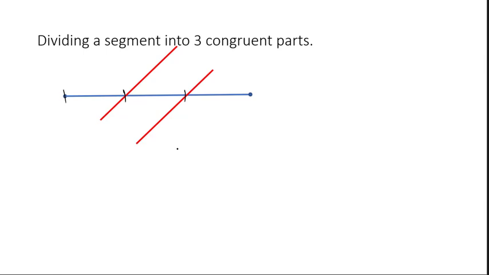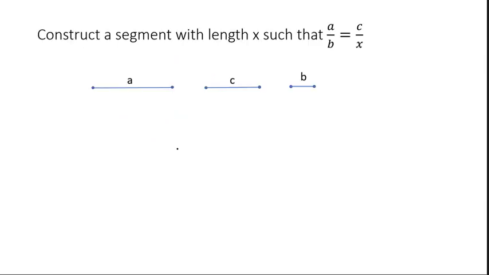Our second construction is going to be given 3 segments. What we want to do is construct a 4th segment with length x, such that a over b equals c over x. So we want this to be in the same ratio. The length of a divided by b, we want it to be the same ratio as c divided by some unknown length we'll call x. So the question is, how long would the segment need to be to create this proportion?